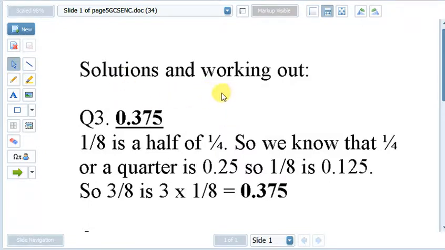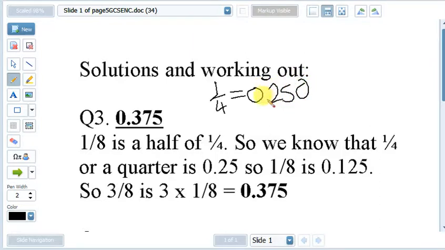0.125. So if 1/8 is 0.125, and what we're after is 3/8, we times 0.125 by 3. Or we can add 0.125 plus 0.125 plus 0.125 to get 3/8. And 3/8 is 0.375. So give yourself a big well done if you manage to get that one right, because that one is quite a tricky one.